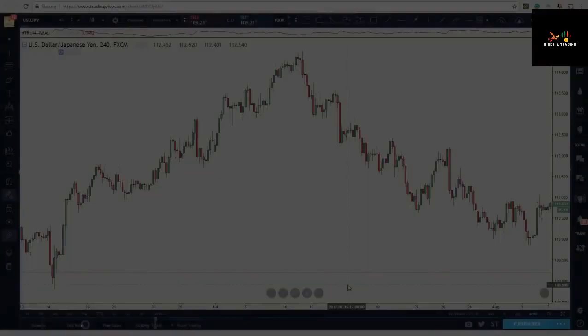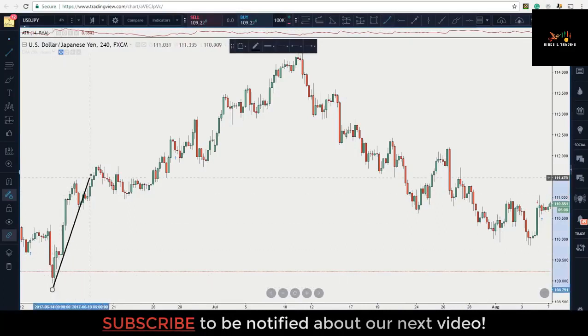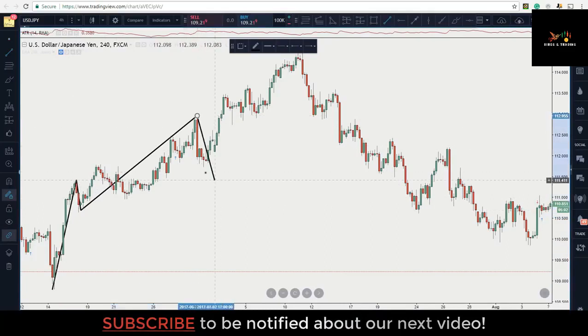Alright guys, so here on the dollar yen, we actually have a really good example of a head and shoulders pattern, and I'll give you guys a second to see if you can spot it. So here we have a market that's coming up in an uptrend, right? We have a swing high, swing low, swing high, swing low, swing high, swing low. And what do you notice about this swing high and low?